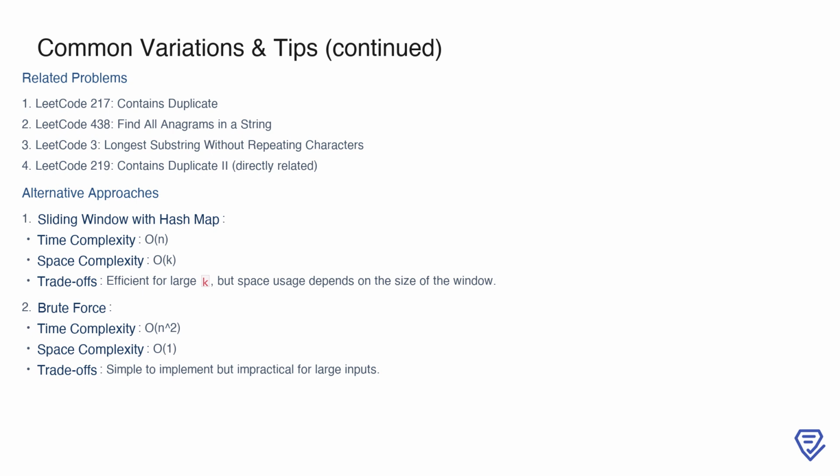Now, let's consider alternative approaches to solving the problem. The sliding window combined with a hash map is an efficient method with a time complexity of O(n) and a space complexity of O(k). It works well for large values of k, but its memory usage depends on the window size. On the other hand, the brute force approach, with O(n squared) time complexity and O(1) space complexity, is easy to implement but impractical for larger datasets due to its inefficiency.